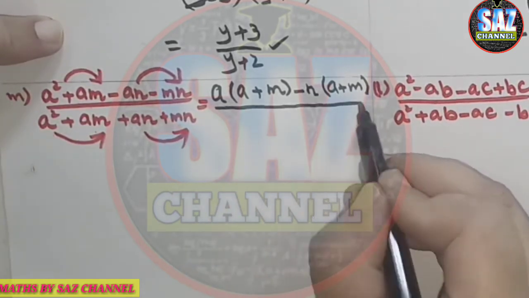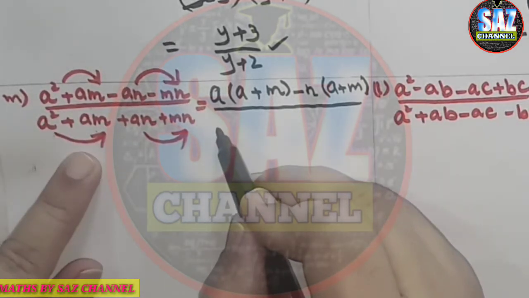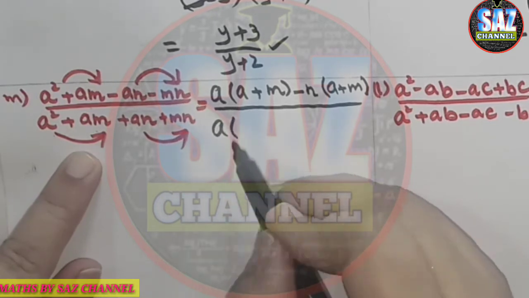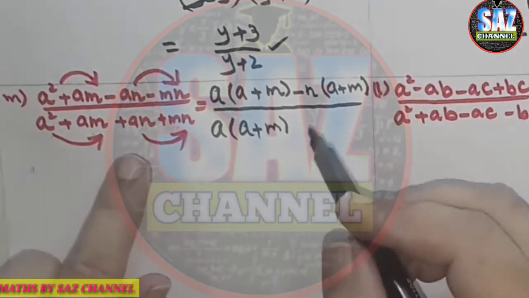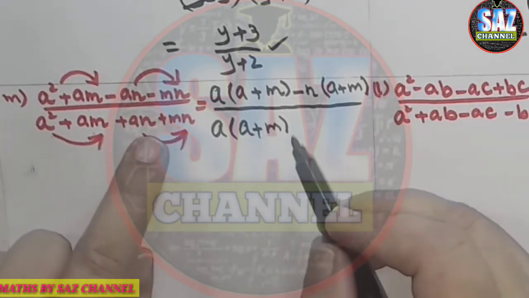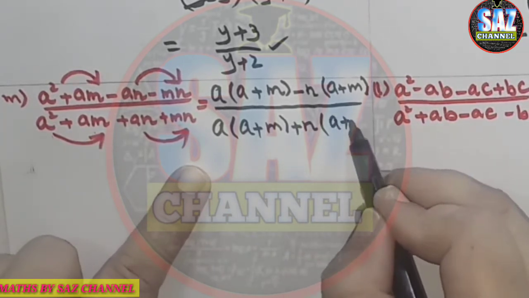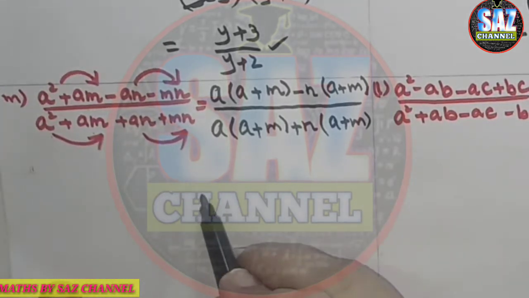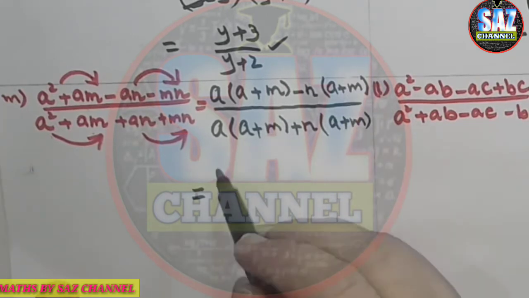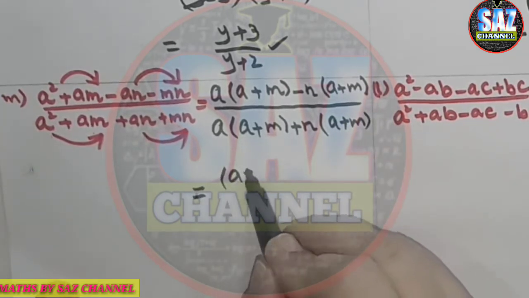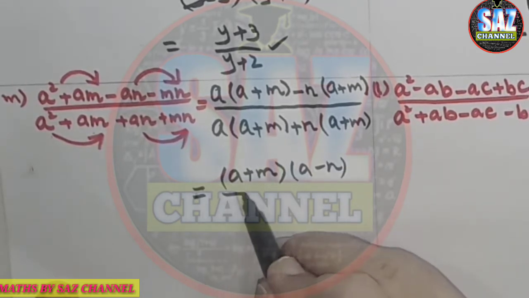Coming to the denominator, the first group is a square plus am. I can extract a from here, and from the first place I will be left with a plus m. Coming to the second group, we can see n is the common letter here with plus sign n, and inside the bracket I will be left with a plus m. Now if we look at the numerator, a plus m is the common group. Extract it out, pull it out, a plus m into a minus n upon.